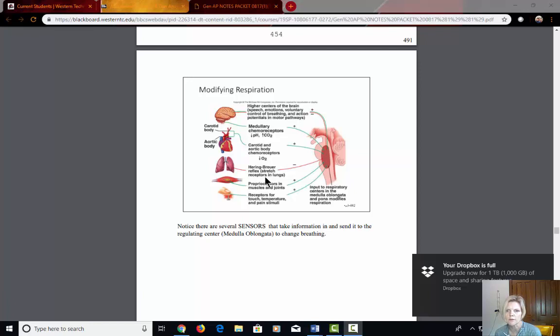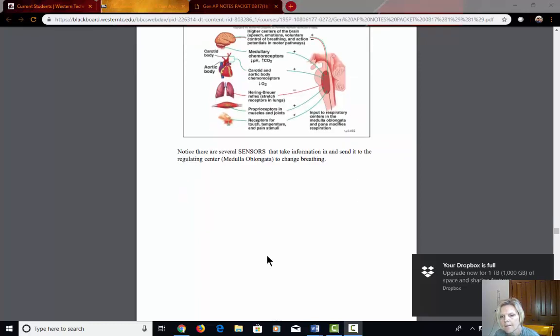We also have proprioceptors, which are receptors for movement in the joints and muscles, that when the joints and muscles are moving, that stimulates respiration. Even though we don't necessarily need to breathe faster, it's just the movement that stimulates the breathing. And then we also have receptors for touch, temperature, and pain. If you've ever poked yourself or bumped your funny bone, you'll notice that you start to breathe a little faster as you're kind of coping with that pain. So those also will stimulate the respiratory rate.